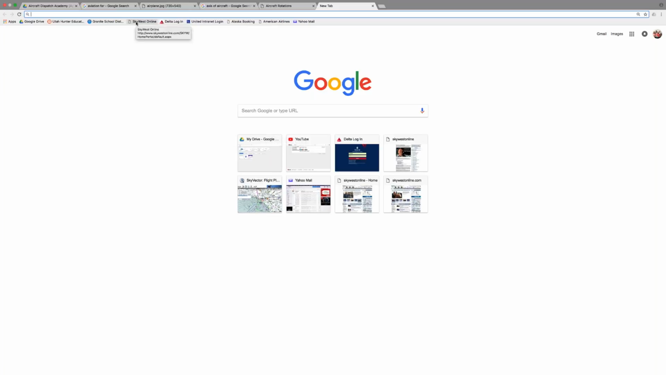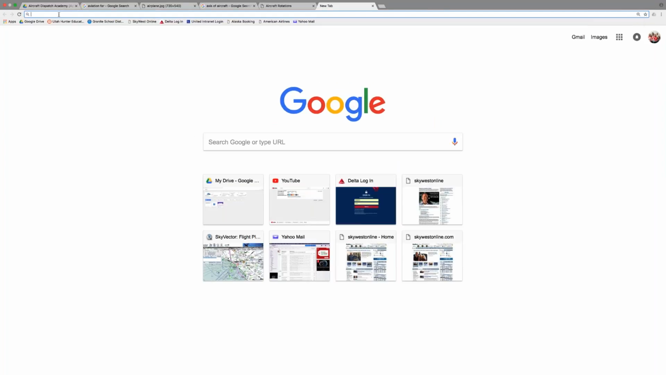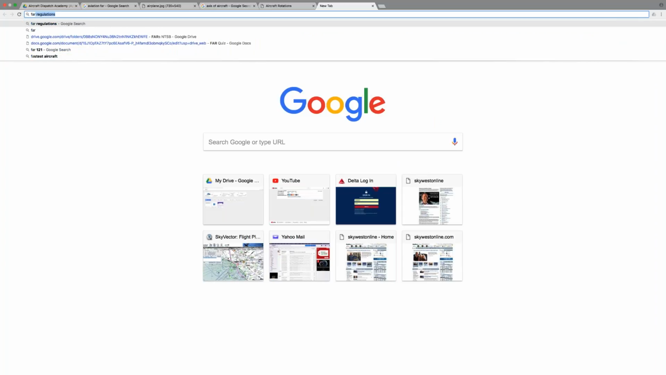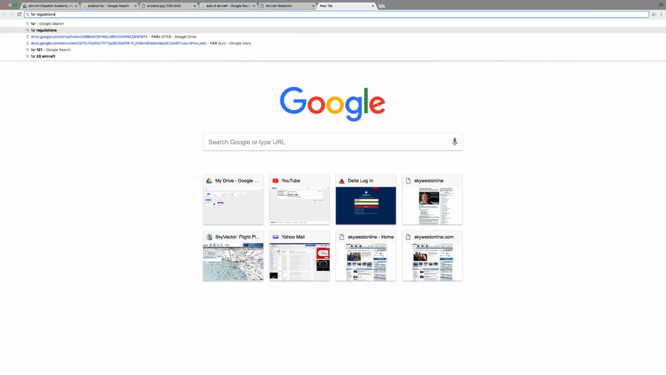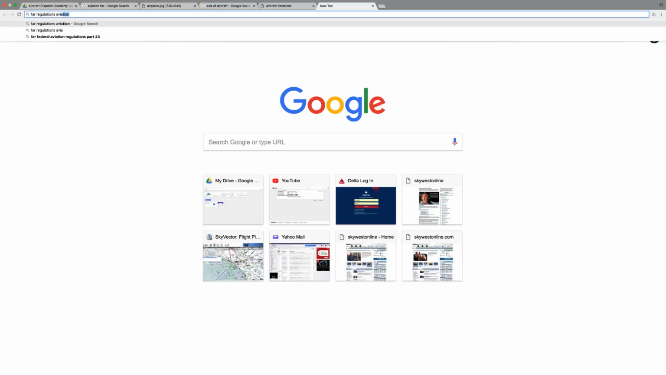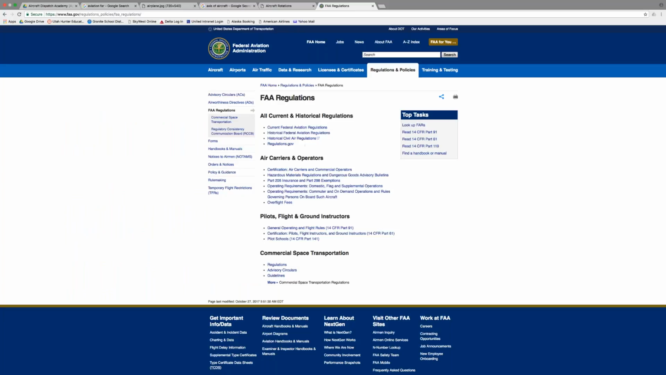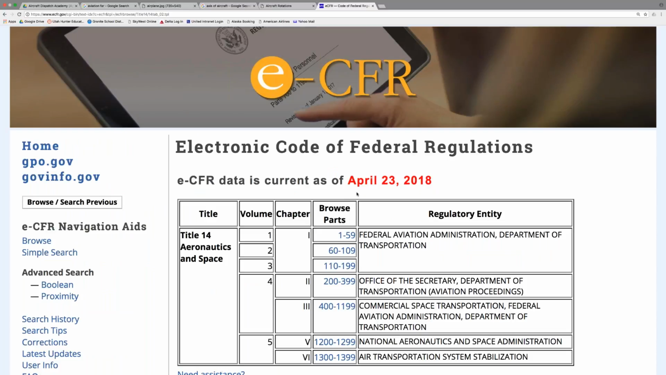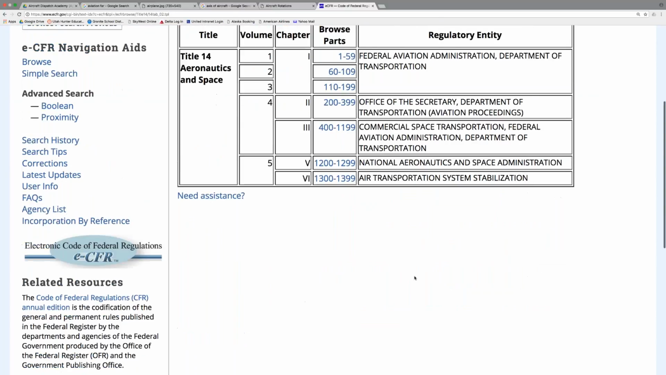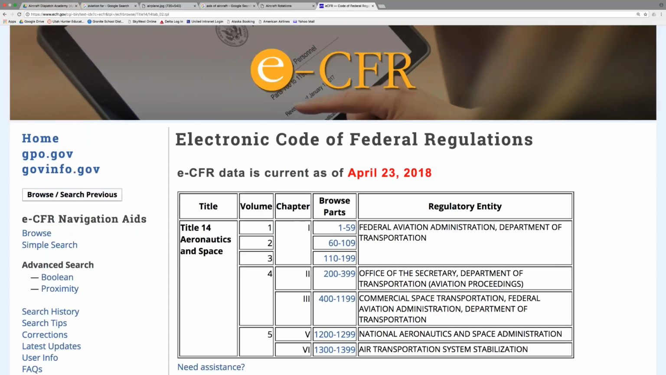Anyways, you guys can go on at any time if you really want to see the entire regulation book. It's all published online. So the FAA regulations here, you just do a Google search for that, click on that, and you can click on that, look up FARs, and this will give you every FAR that's used.